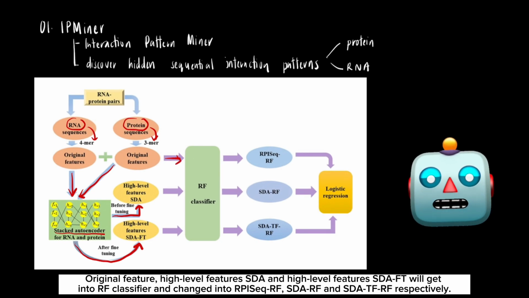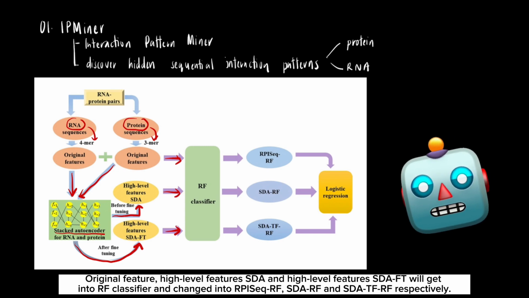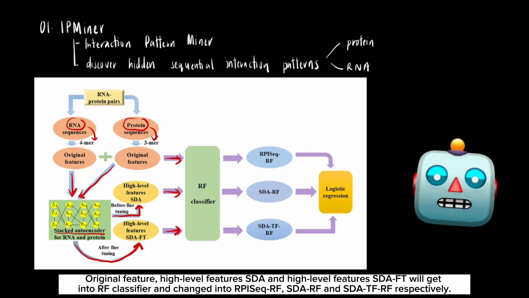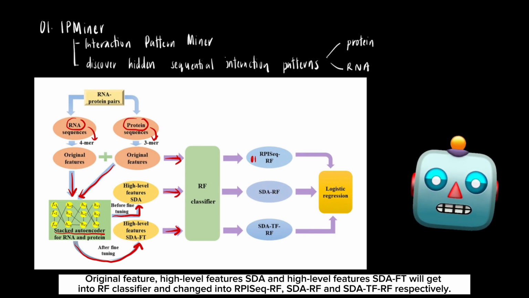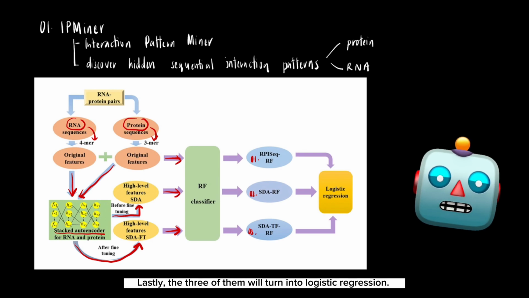The original features, high-level features SDA and high-level features SDA-FT will get into an RF classifier and change into RPISeq-RF, SDA-RF, and SDA-FT-RF respectively. Lastly, the 3 of them will turn into logistic regression.